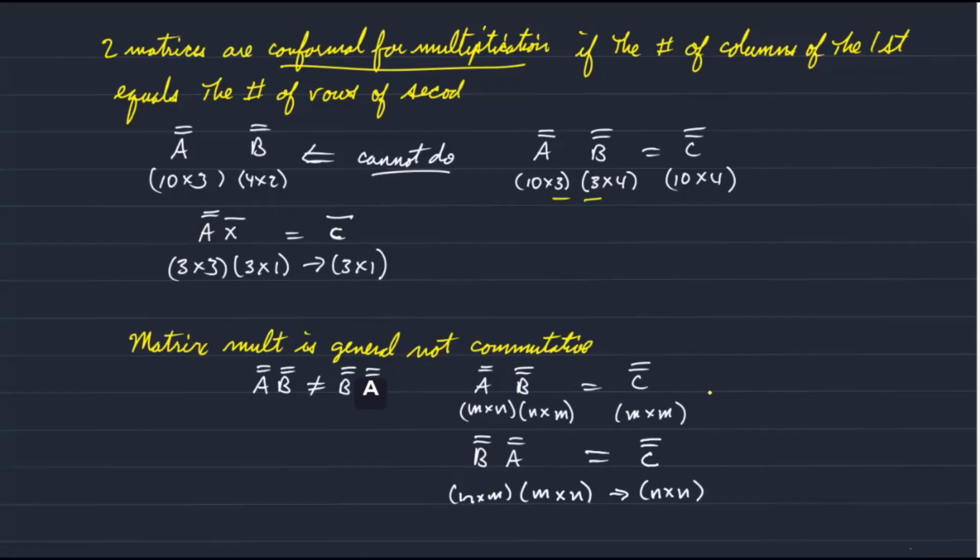And you can see that these two matrices are not equivalent. They're of different sizes, they're of different forms. Okay, so again, in general it means that the order of the multiplication does matter for matrices.